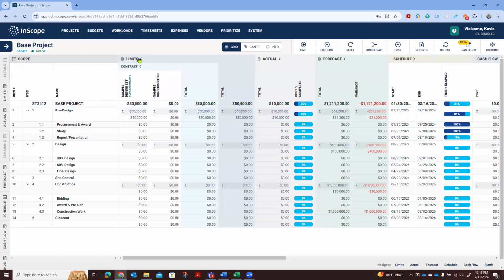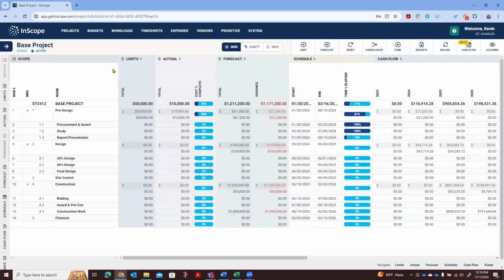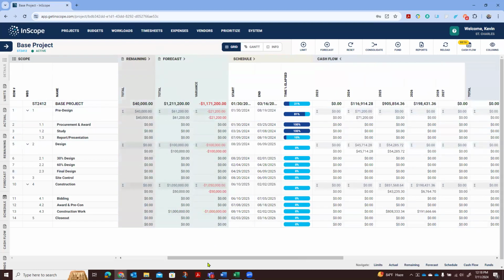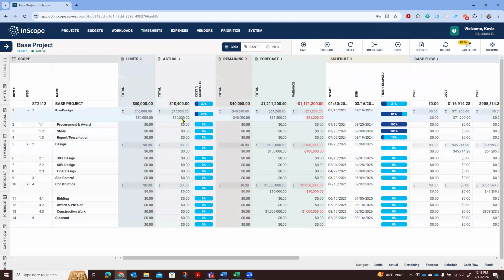So I have a contract here because I have a limits area. Again, you see that structure of limits or committed costs, my actual. I could turn on how much I have remaining as well, which is going to be the difference between my limit and my actual. So I've got a $50,000 contract. I've spent 10,000. I've got $40,000 remaining.